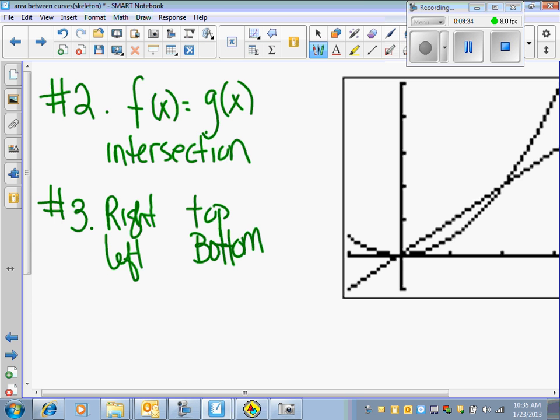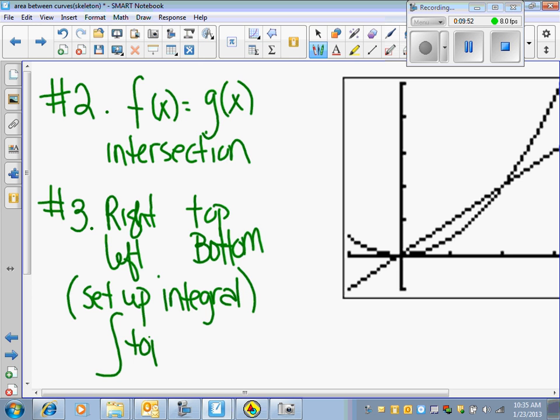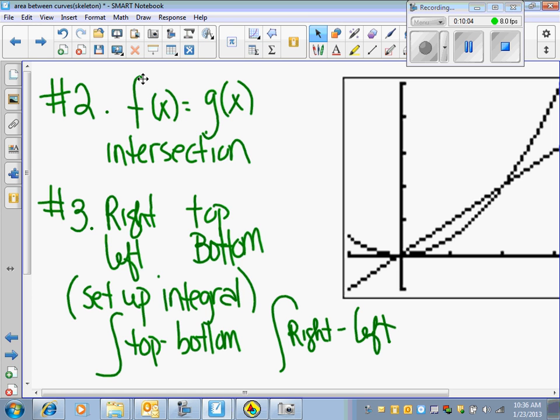Why is this important? Because you have to set up your integral. So your integral may be set up like this: integrate top minus bottom. Or you may have to integrate and say right minus left. So it's very important in the third step. Right, left, top, bottom, where are we going? So you want to set up your integral.